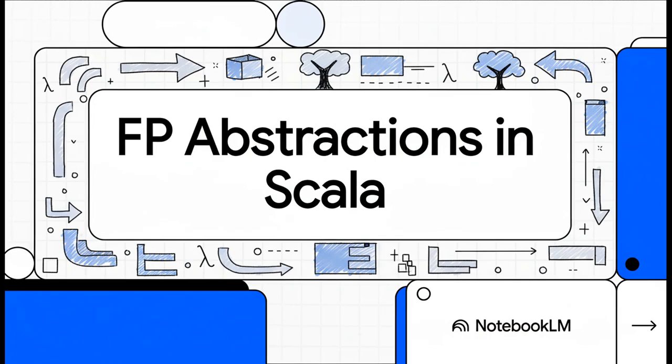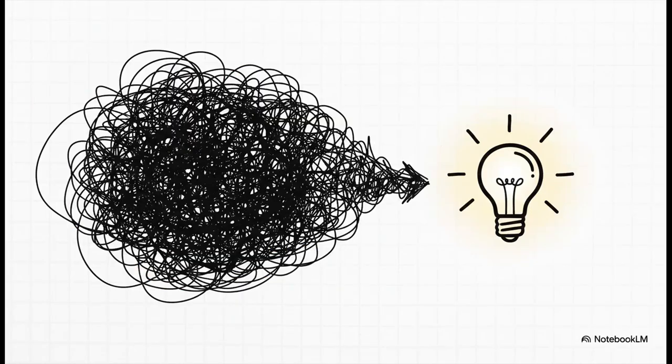All right, today we're jumping into some of the most powerful ideas in software development, functional programming abstractions in Scala. Now, I get it. You've probably heard words like monad, functor, or applicative, and they can sound, well, pretty academic and intimidating, right? But stick with me, because I promise you, by the end of this, you're going to see them for what they really are. Simple, powerful patterns that you're very likely already using every day. You just don't know it yet.